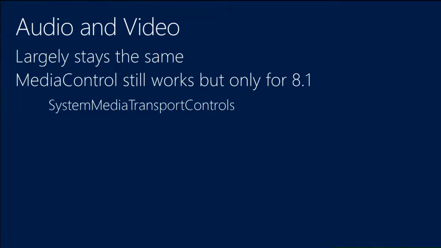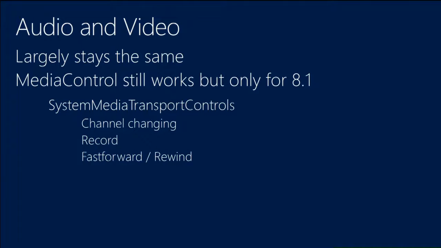So if you have an existing 8.1 app that uses background audio, you'll notice that it will run, but the transport controls look slightly different when they appear on the screen. This is because the layout's been changed a little bit to accommodate some more features. You now can do things like channel changing if you're doing any type of radio. The record, fast forward, and rewind buttons have been added as well. So you've got a few more things that you can wire in and a few more interactions you can have with your user.